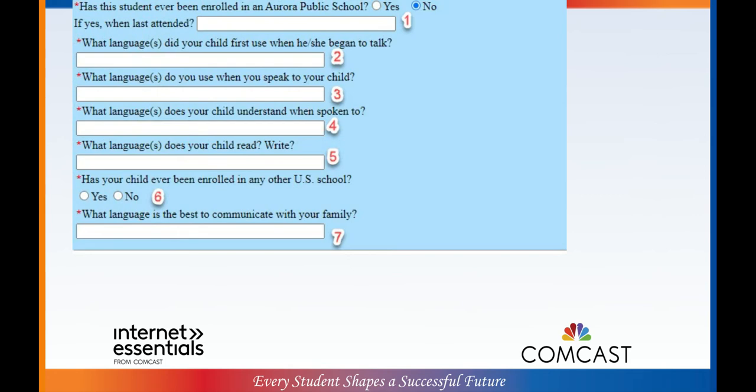You can skip box 1. Box 2 asks what language your child used when they first learned to talk. Box 3 asks what language do you use when you speak to your child. Box 4 asks what language or languages your child understands when spoken to. Box 5 asks what language does your child read and write. Box 6 asks if your student has ever been enrolled in any other U.S. school. And then box 7 asks, what language is best to communicate with your family in?